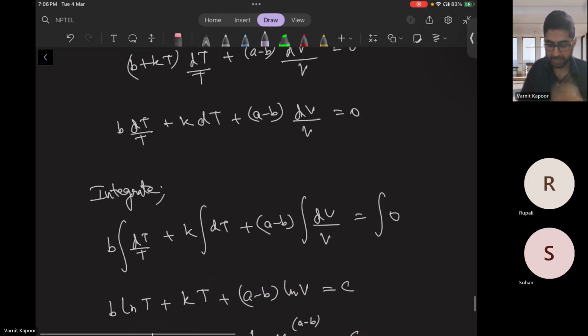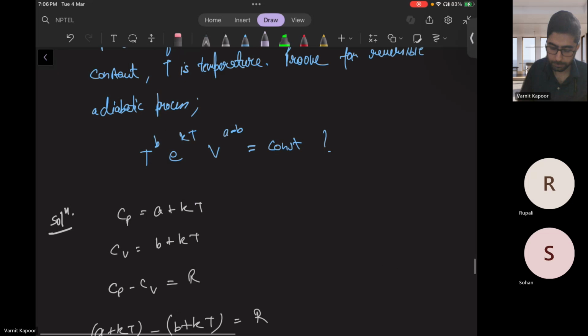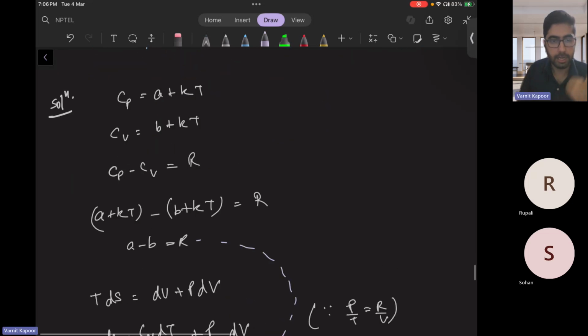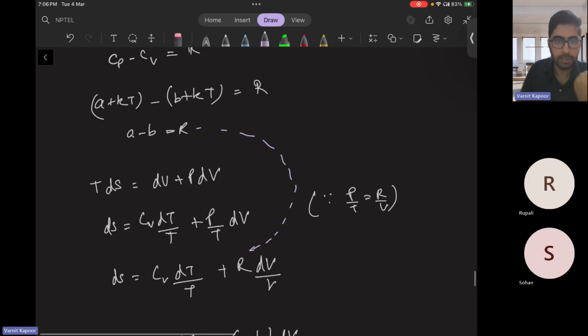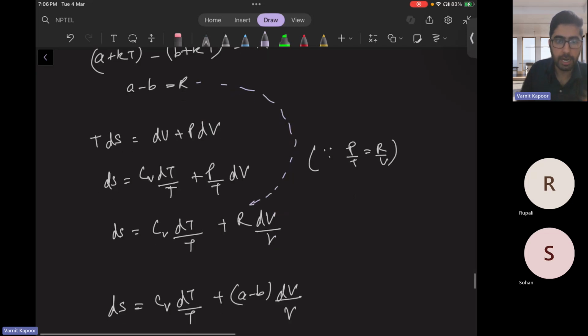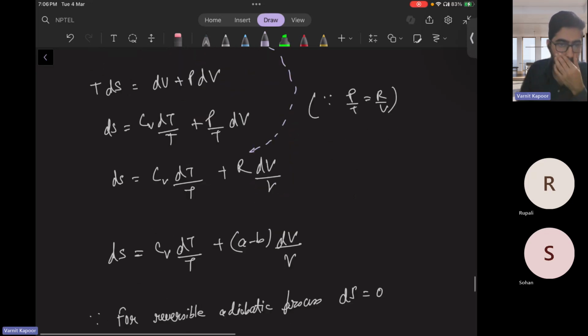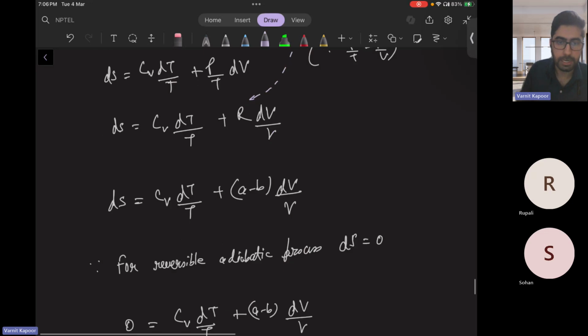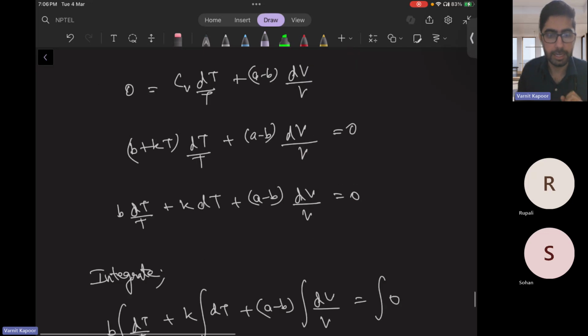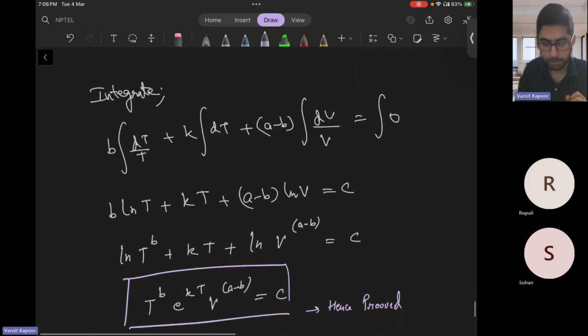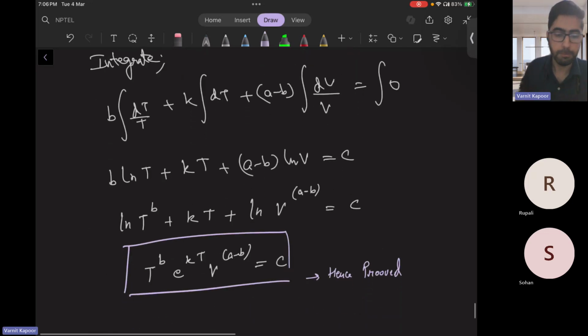All right. Any doubts in this question? So you know that Cp minus Cv is R. R comes out to be A minus B. After putting the values of Cp and Cv, you know this equation TdS is dU plus PdV. On putting R as A minus B, and dS is 0 for a reversible adiabatic process, and putting the values of Cv and integrating, opening the brackets and integrating them, you get this expression which is required to be proved. I think no doubt still here.